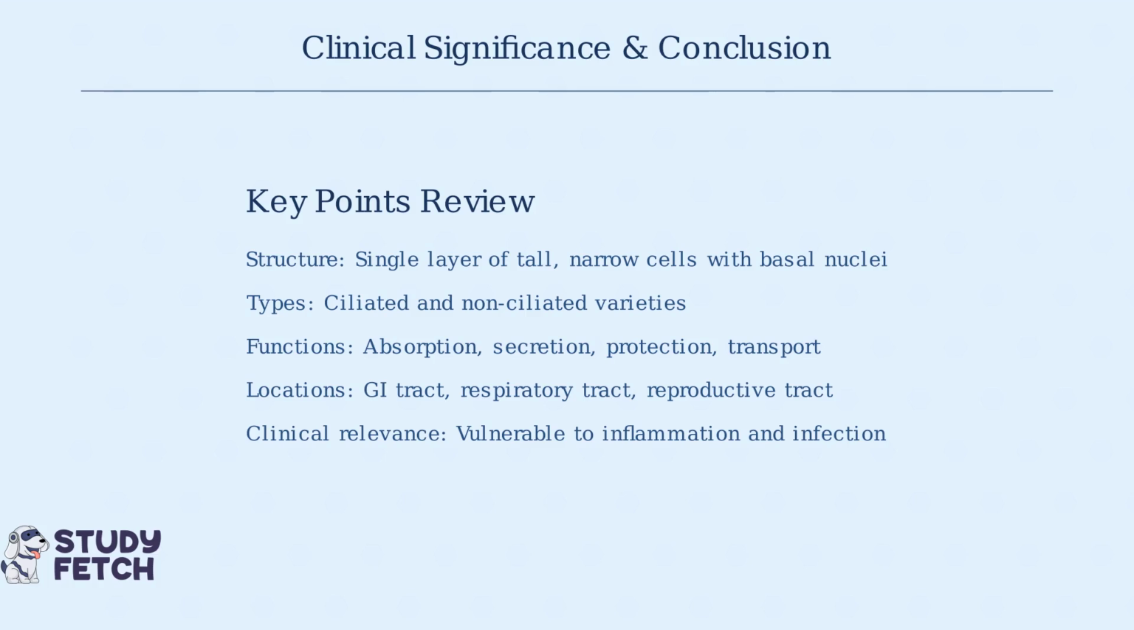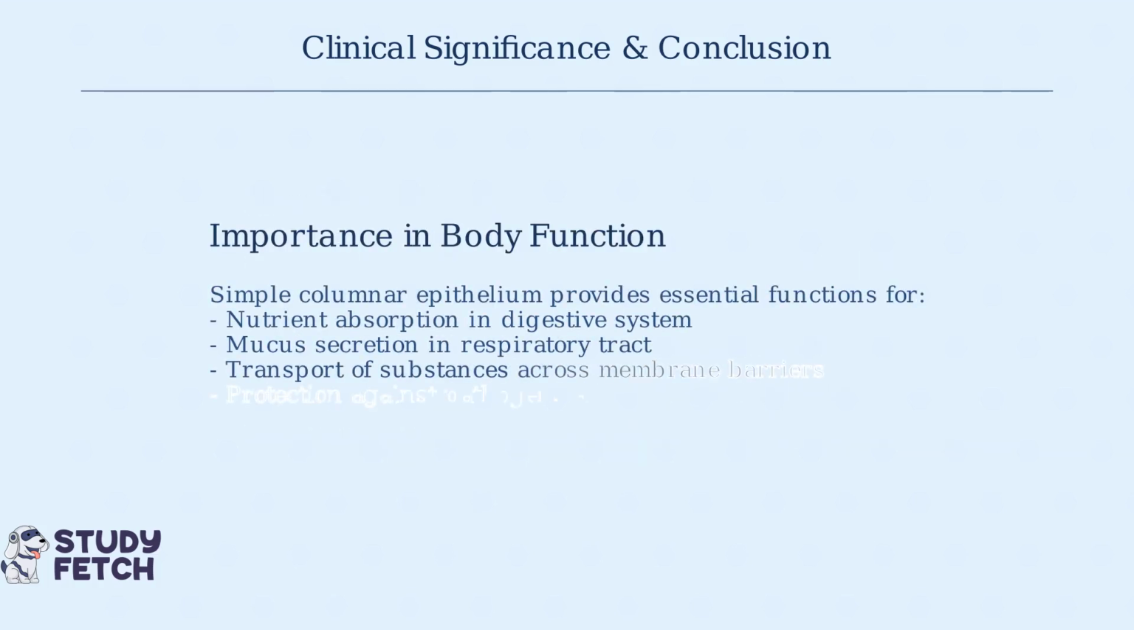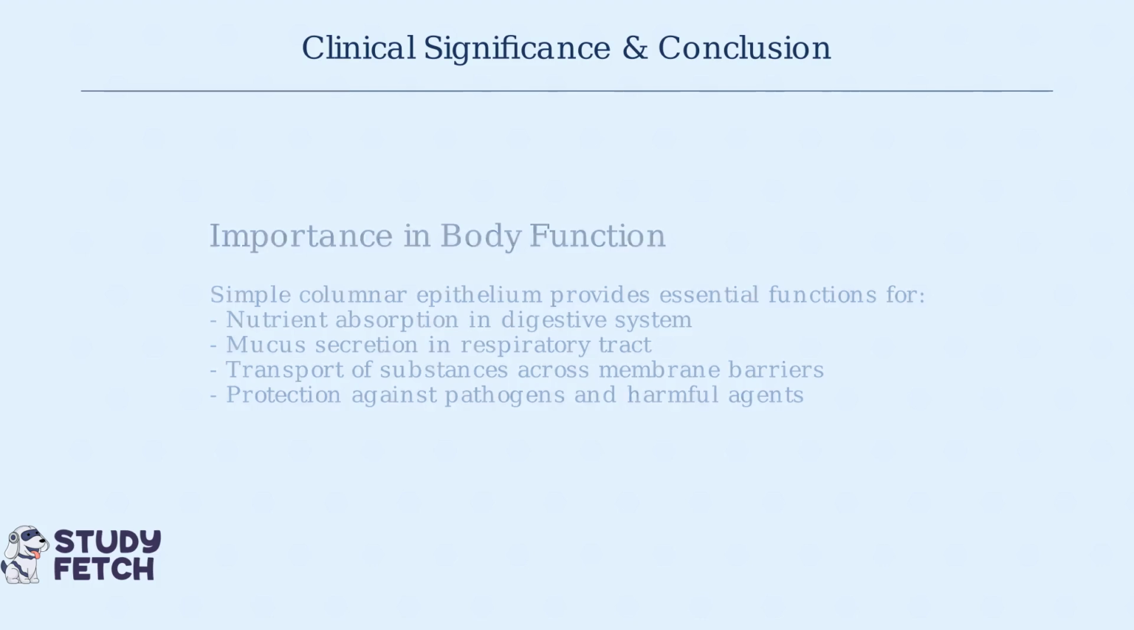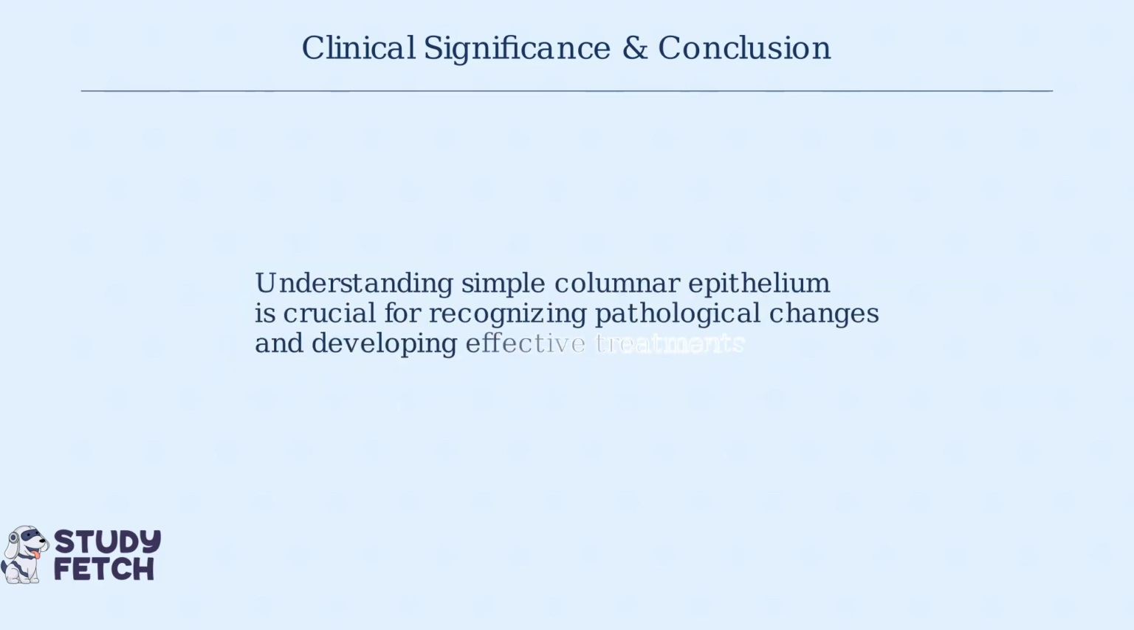Simple columnar epithelium is essential for normal body functions. It enables nutrient absorption in the digestive system, mucus secretion in the respiratory tract, transport of substances across membrane barriers, and protection against pathogens and harmful agents. Understanding simple columnar epithelium is crucial for recognizing pathological changes and developing effective treatments for diseases affecting the digestive, respiratory, and reproductive systems.